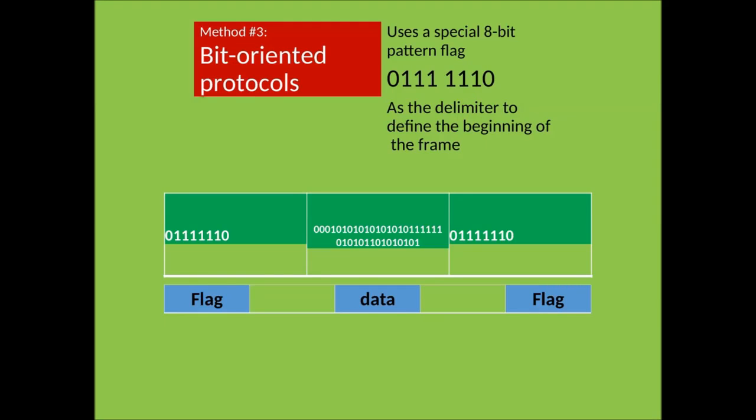Method number 3, bit oriented protocol. This is very simple. Here a special 8-bit pattern flag is used as the delimiter to define the beginning of the frame. So here we just add a special flag which we have studied in our previous slides as well. So you can see flag, data, flag. Data is transmitted in the form of a continuous bit stream, and this data is differentiated by a flag which indicates the start of data, and after that another flag which indicates the stop of the data. So in bit oriented protocol, a simple flag of 8 bits is used, and this flag has a predefined pattern of bit stream.